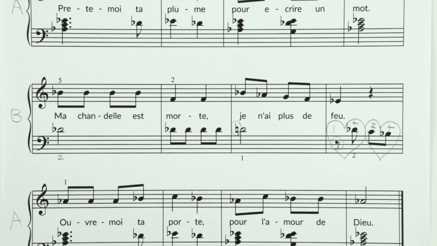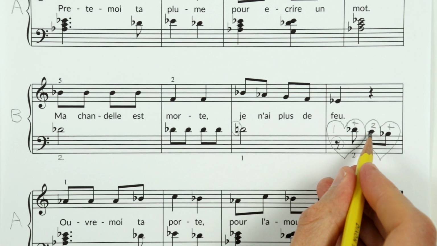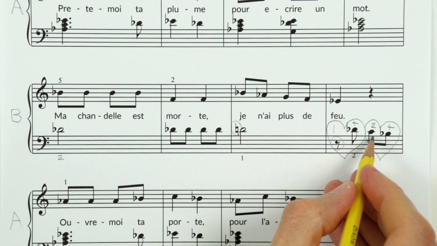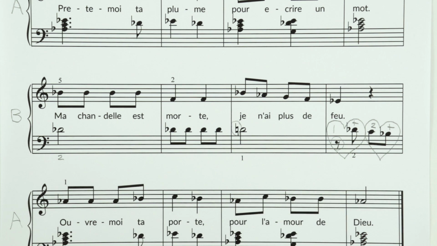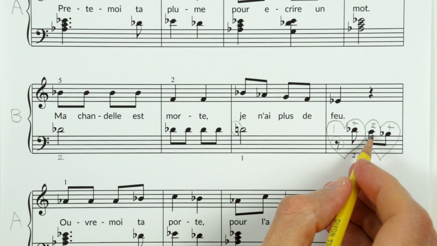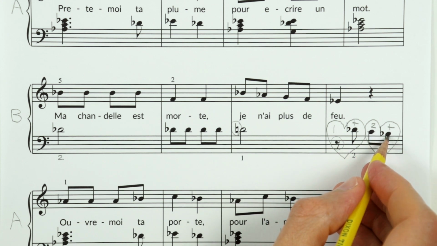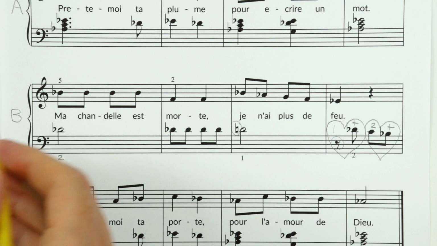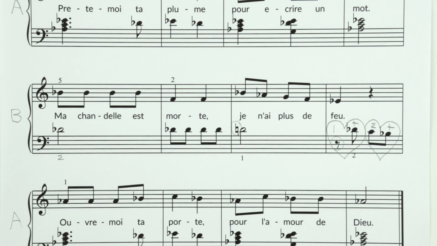Good. Now let's take a look at how these notes are moving. Can you tell me if they're stepping, skipping, or repeating? If you said stepping down, you're correct. We play a D flat, step down to C, step down to B flat. Let's come to the piano and try the B section for the left hand.